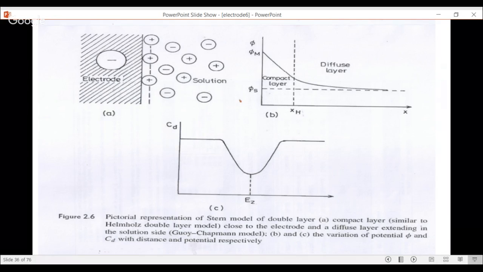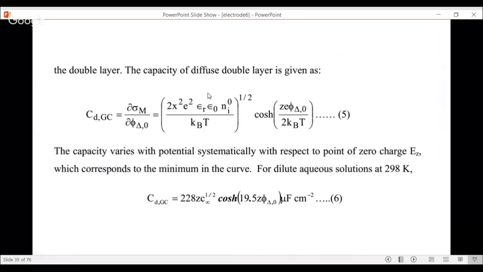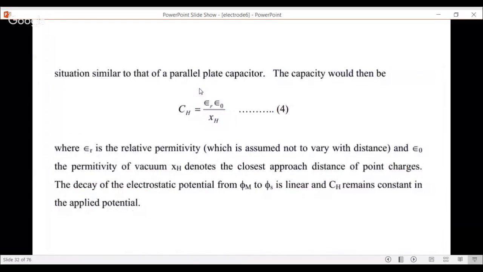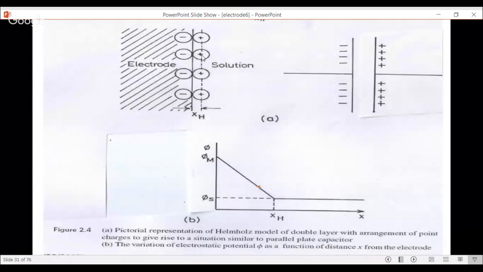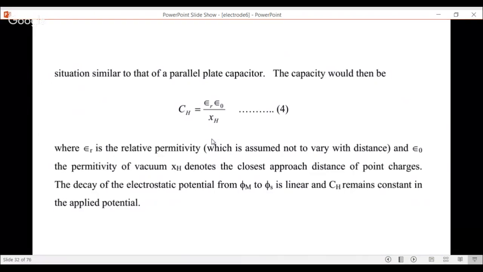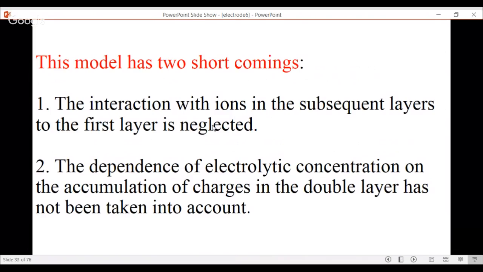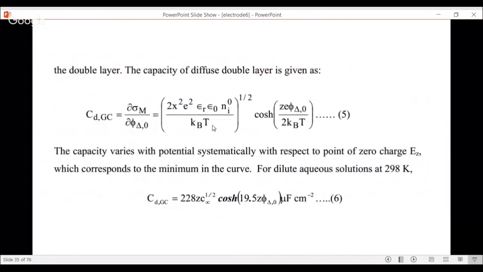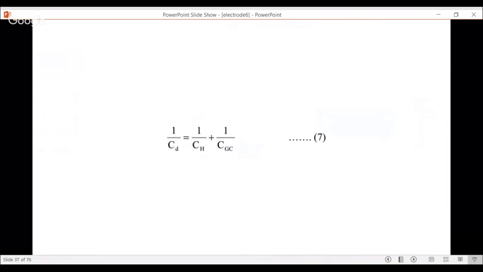This diffuse double layer can also be considered as, for example, a compact double layer and a diffuse double layer. So therefore, the compact double layer will have a capacitance like this, and the diffuse double layer will be another term. So I can say the total capacitance: 1 over the total capacitance is 1 over the compact layer capacitance plus 1 over the capacitance of the diffuse Gouy-Chapman model. Okay, this is the thing.